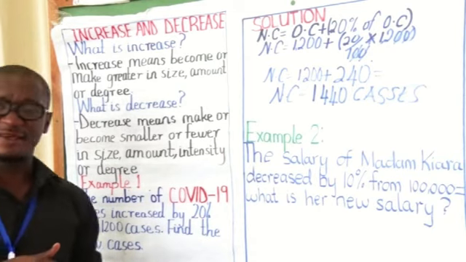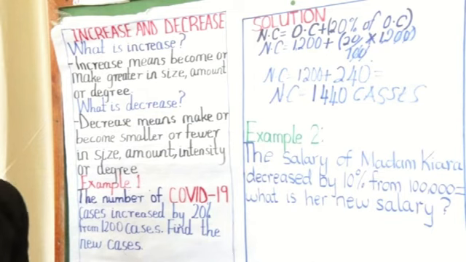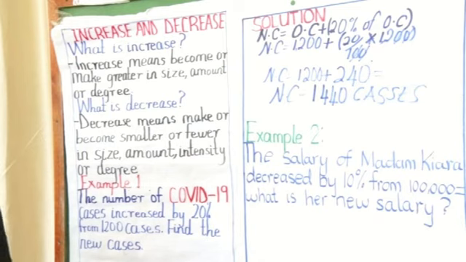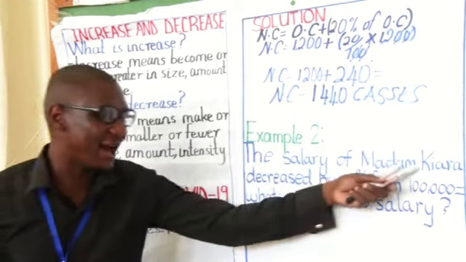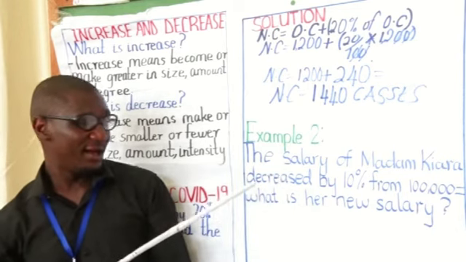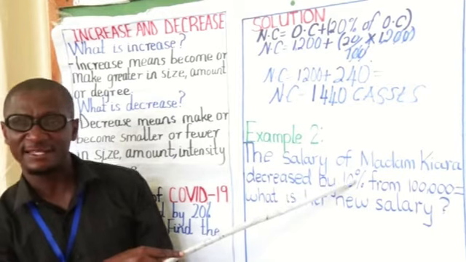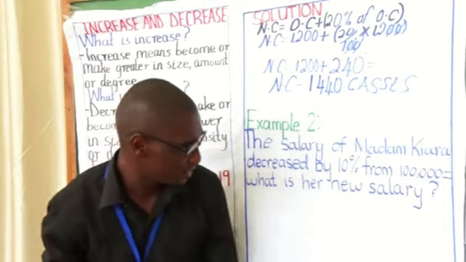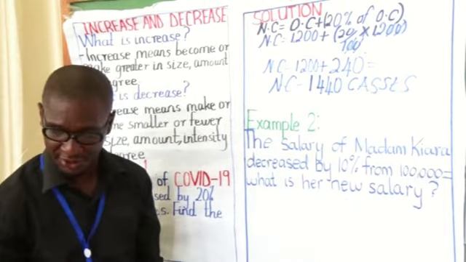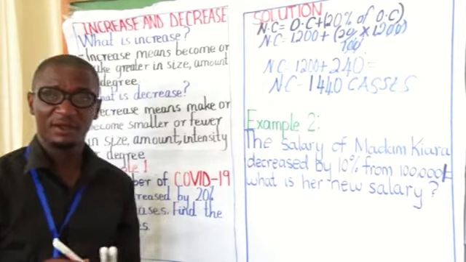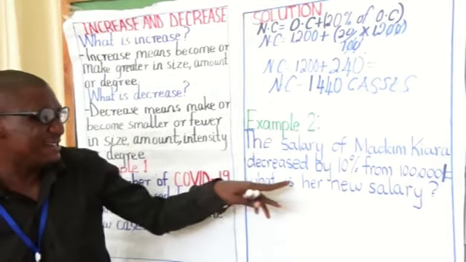Let's see another example, which is example number 2. Example number 2 states that the salary of Madam Kiara decreased by 10% from 100,000 shillings. Now, what is her new salary?